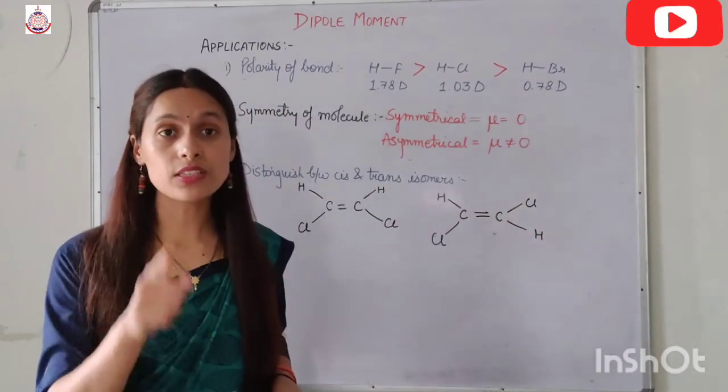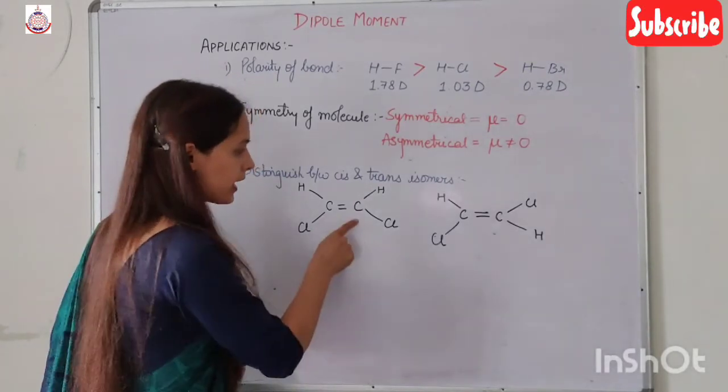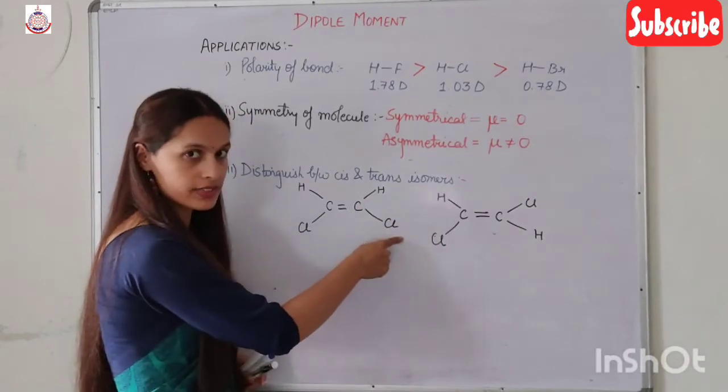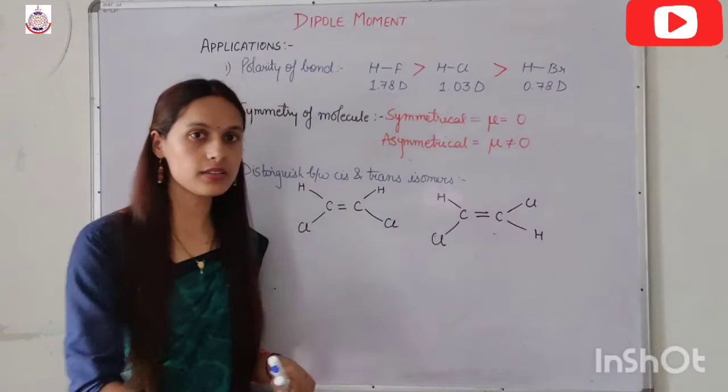The difference is the structure of the arrangement of the atoms. Here, hydrogen is upside, chlorine is downward. Here, hydrogen is downward and chlorine is upside.